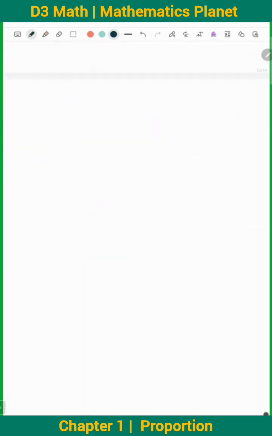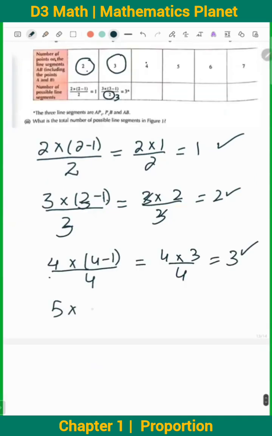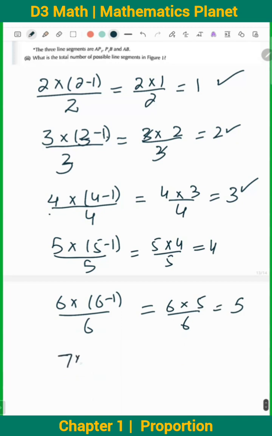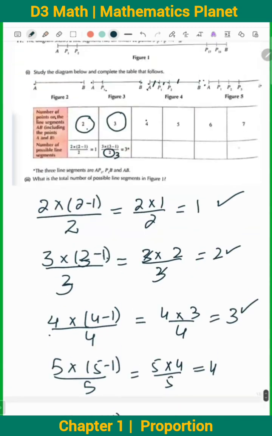So now for 5, let's check more. For 5 times 5 minus 1 by 5 is equal to 5 times 4 by 5 is equal to 4. Yes. So 6 times 6 minus 1 by 6 will give you 6 times 5 by 6, which is equal to 5. Now 7 times 7 minus 1 by 7 is going to give you 7 times 6 by 7, which is equal to 6. Got it? So we have completed the table.